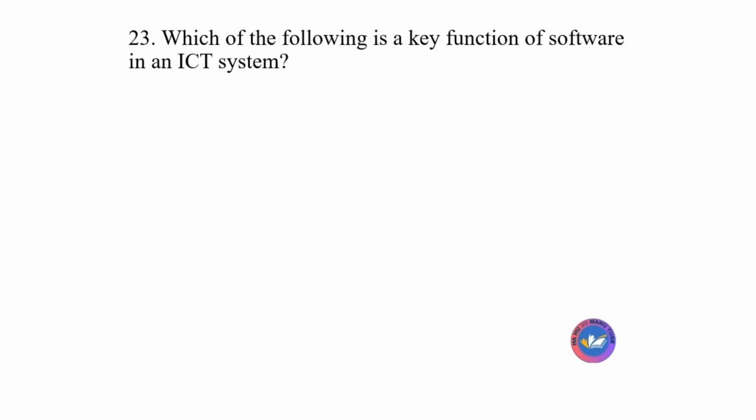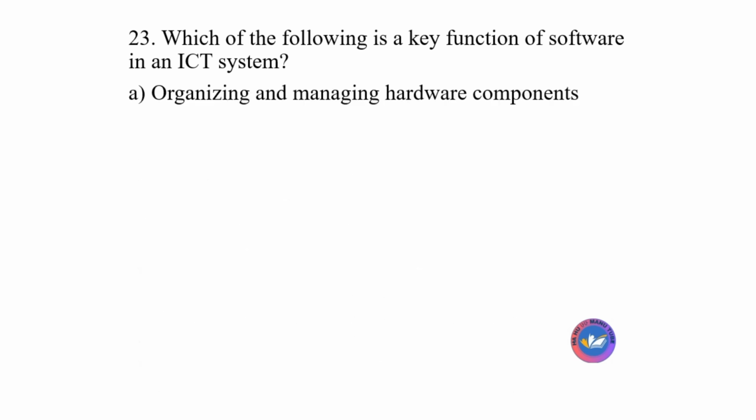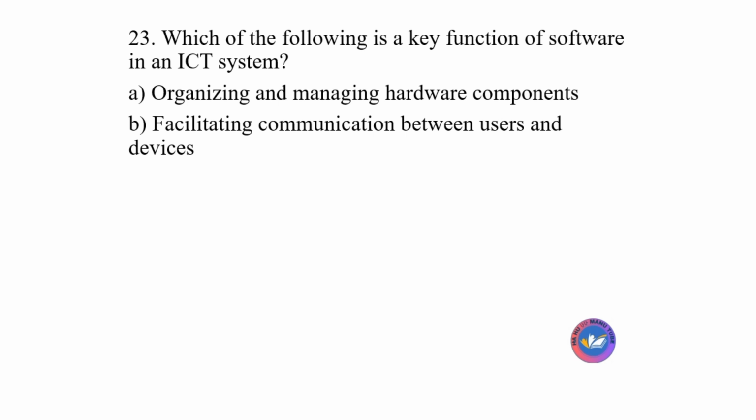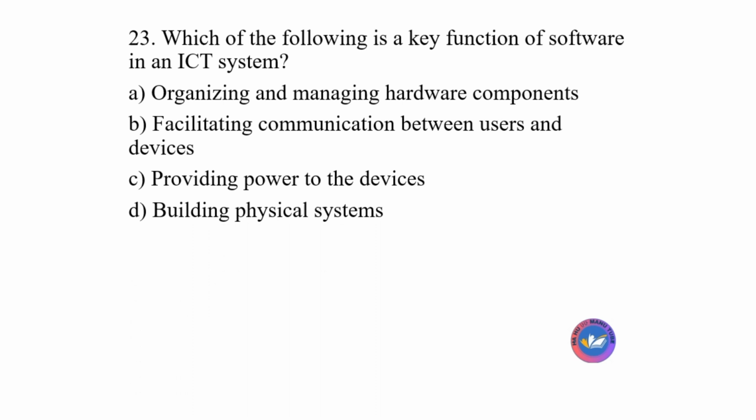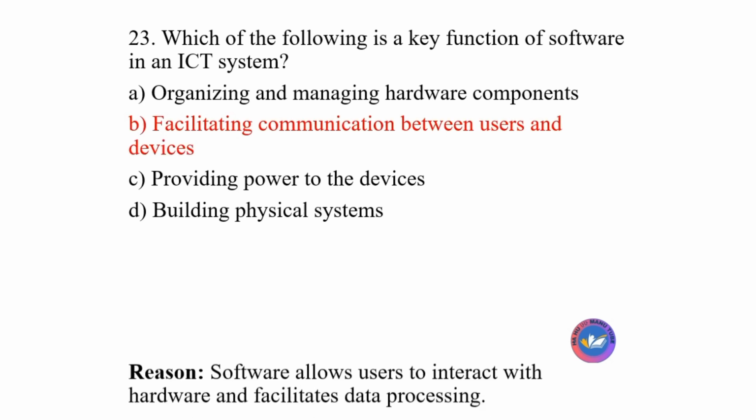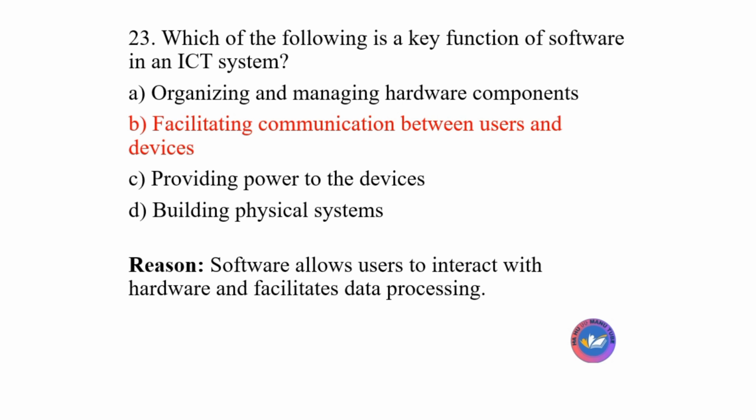Question number 23. Which of the following is a key function of software in an ICT system? A. Organizing and managing hardware components. B. Facilitating communication between users and devices. C. Providing power to the devices. D. Building physical systems. The answer is facilitating communication between users and devices. Software allows users to interact with devices and facilitates data processing.